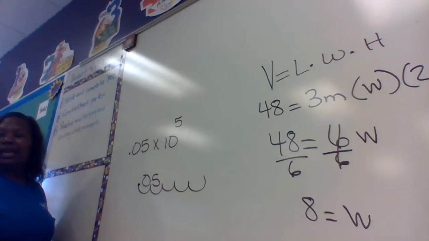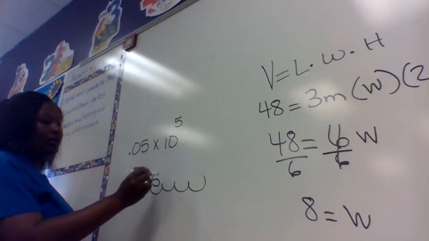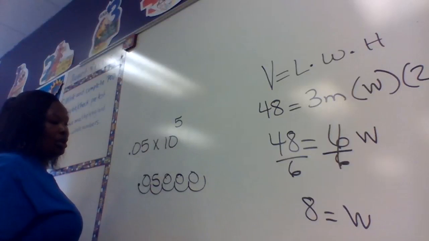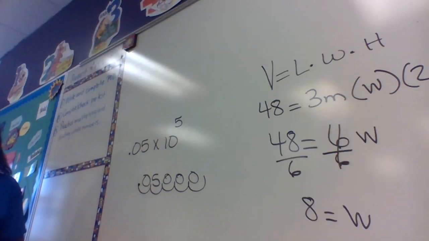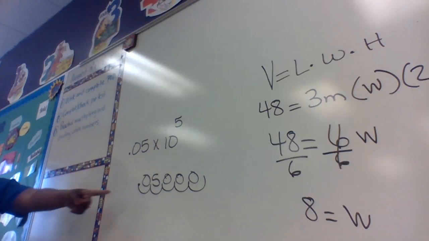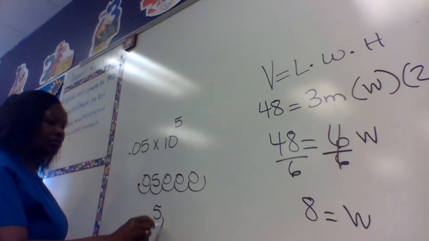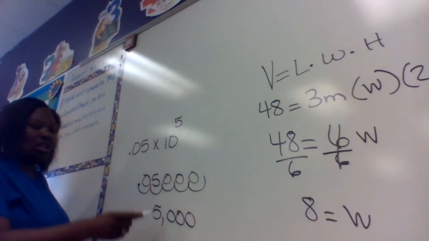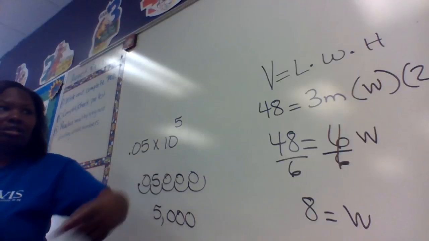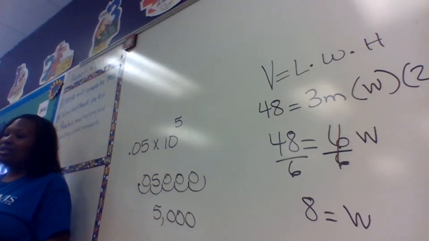What am I going to add in the zeros, right? Okay, so what number is this right here? 5,000. So this is the answer to the second one, and that's the answer to the first one. 50,000 and 5,000.